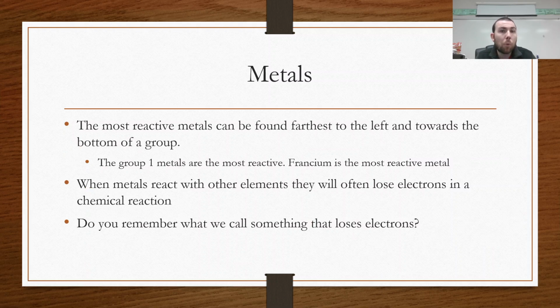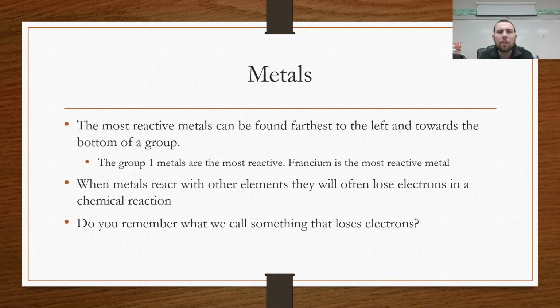Next, learning a little bit more about our metals. The most reactive group of metals can be found farthest to the left on the periodic table and towards the bottom of a group. So as we go from right to left, specifically as we get to the alkali metals, the group 1 metals, they're the most reactive. On top of that, francium is the most reactive metal on the periodic table. That would be element Fr, element number 87.